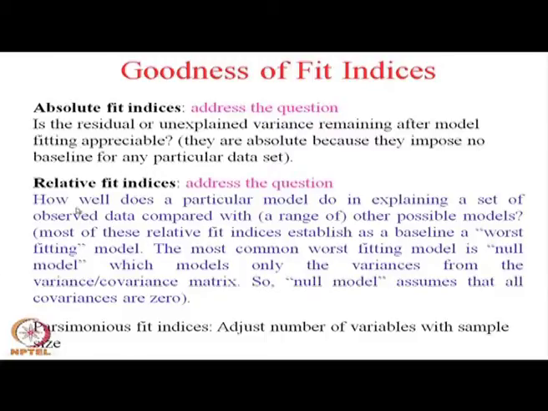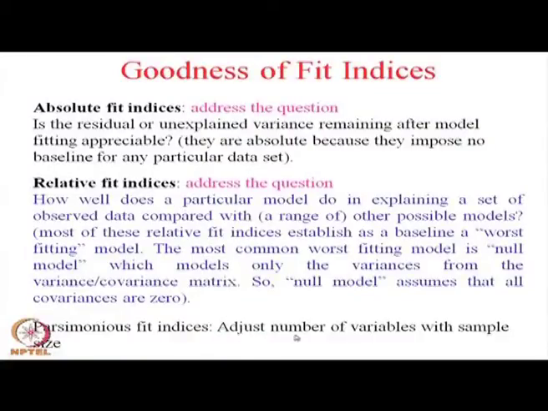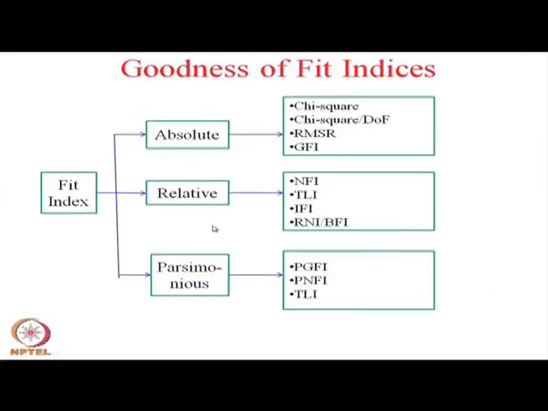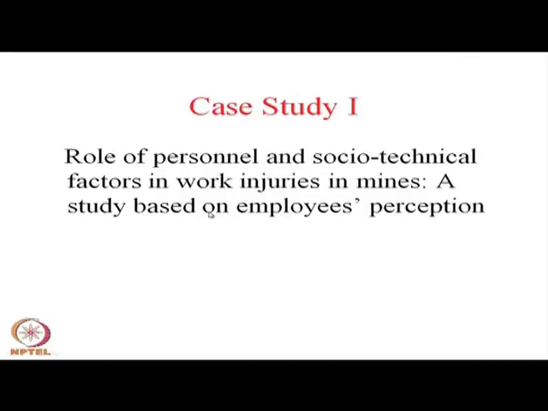Relative fit index addresses the question: how well does a particular model do in explaining a set of observed data compared with other possible models? You can go for several models and then compare which one is your best. The reference one is the null model, where we assume that there is no covariance relationship in the observed y variables. Parsimonious fit index is similar to your adjusted R square, where the number of parameters estimated are adjusted. There are different fit indices. I will show you one case here in 5 minutes of time.